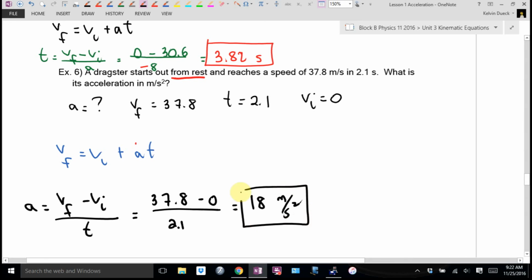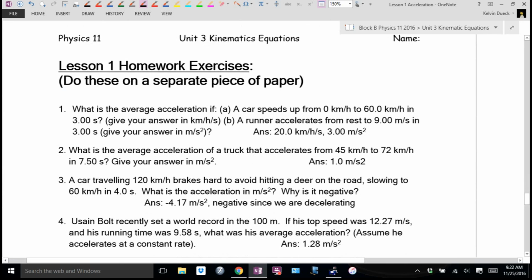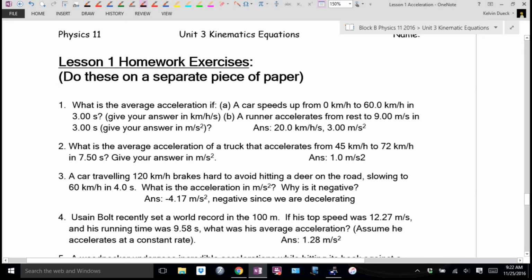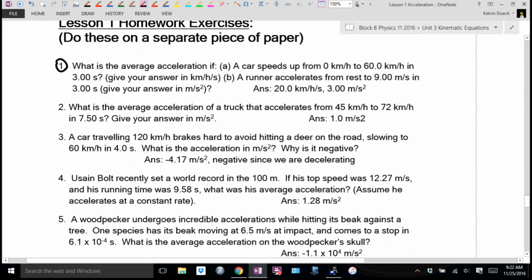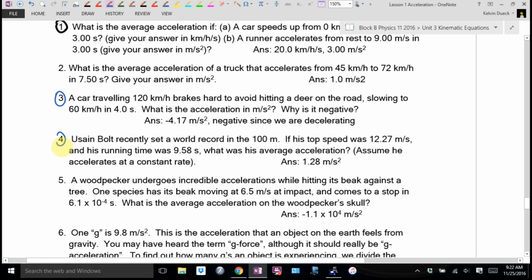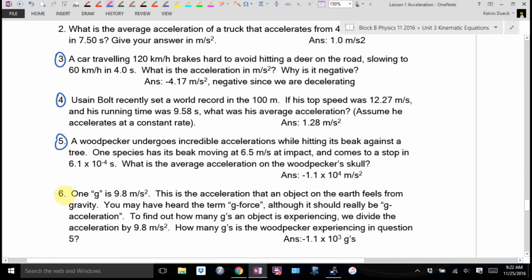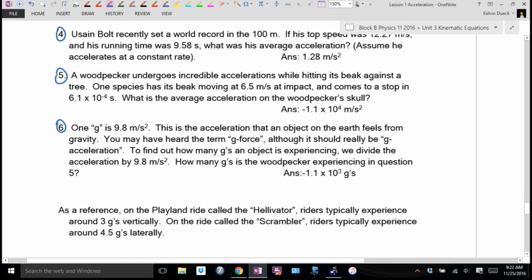Okay. So this is our introduction to acceleration. What's your homework? I'm going to do number 1, and that's going to be the only kilometers per hour per second acceleration I'm going to give you. Number 3 is good. 4 is good. 5 is good, and 6 is good. We'll talk about 5 and 6 next class.